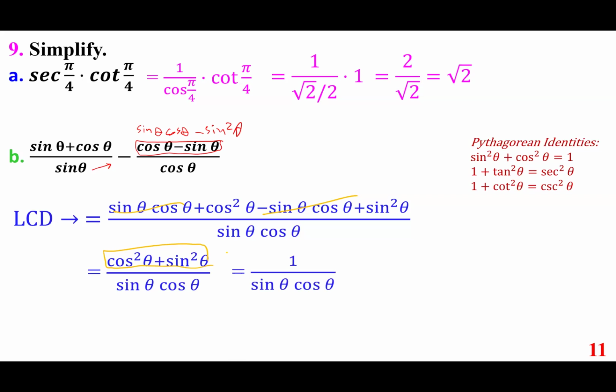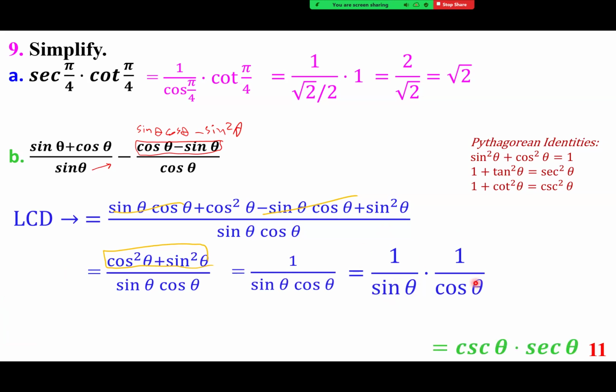And so 1 over sine theta times 1 over cosine theta results in cosecant theta times secant theta. So that's how you simplify. Very simple, everybody.